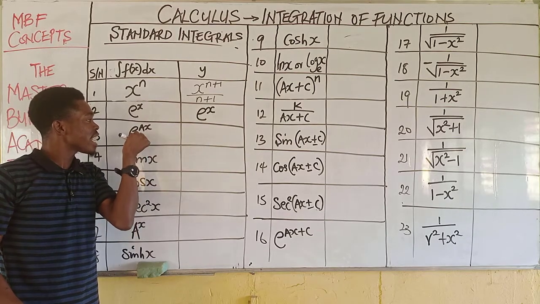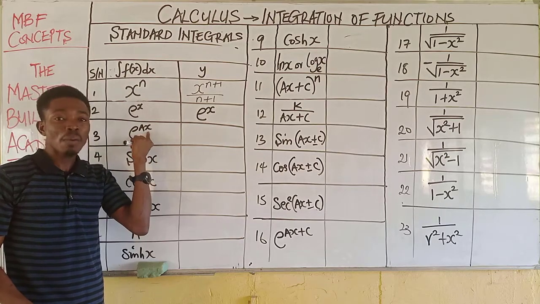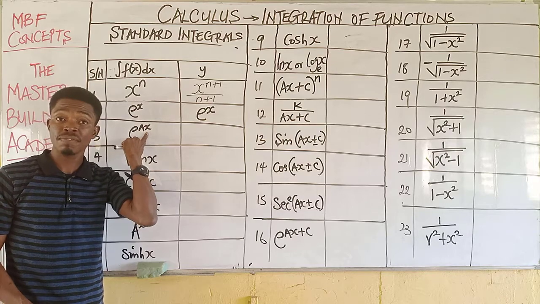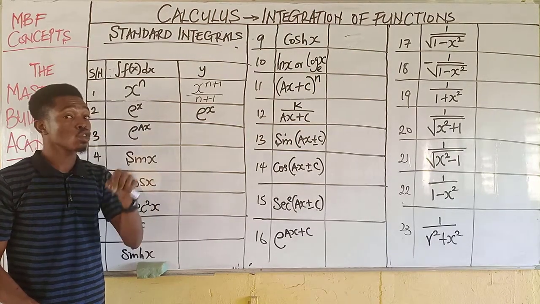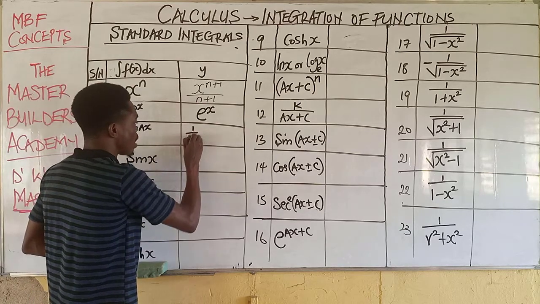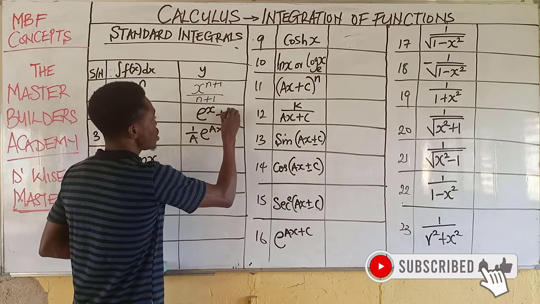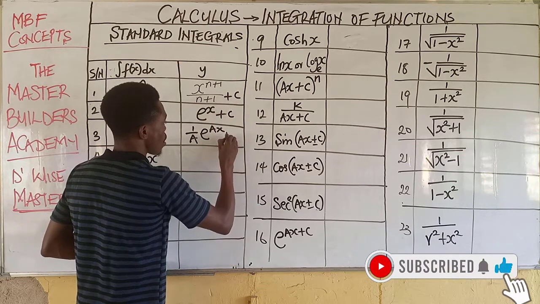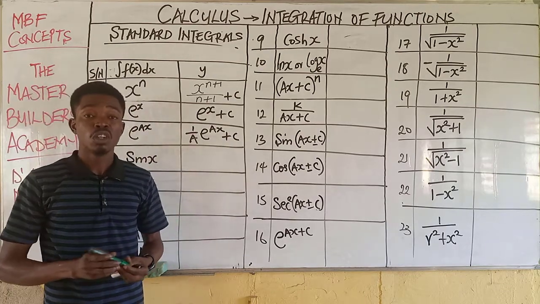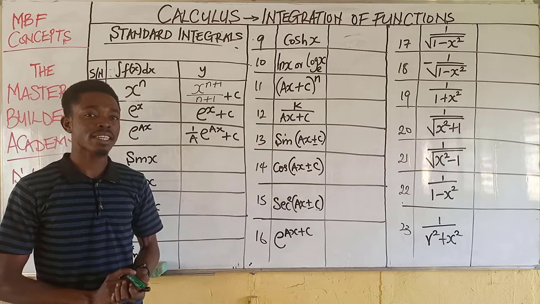When you integrate exponent ax, that is to say the power of the exponential function is more or less than 1, it can be a positive value or a negative value, but not 1. The result would be 1 over a exponent ax, then plus c. We understand that anytime you integrate a function, you must add a constant, which we call the arbitrary constant.